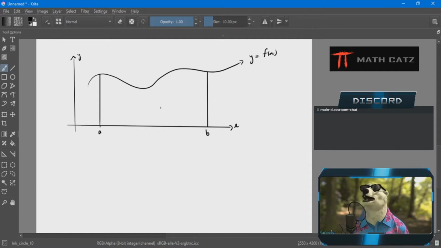That is my goal, to get this whole area. But I'm going to say, I don't know how to do that. So instead, let's just go part of the way. And I'm going to stop at a random x value. And I'm going to calculate not the whole area, but just try and figure out how I can work with the area from A to X.